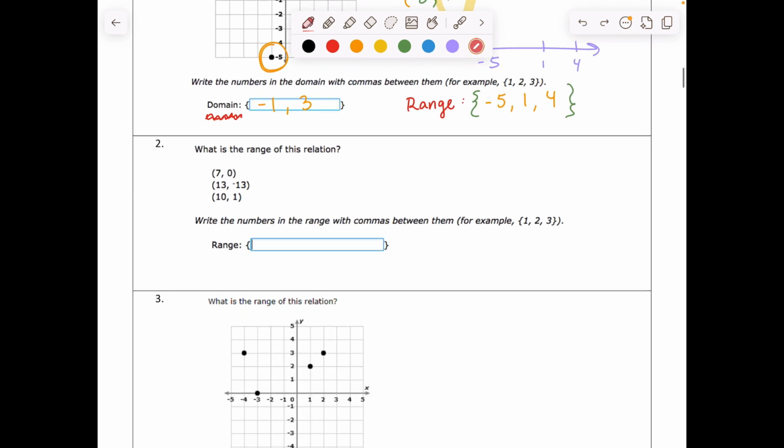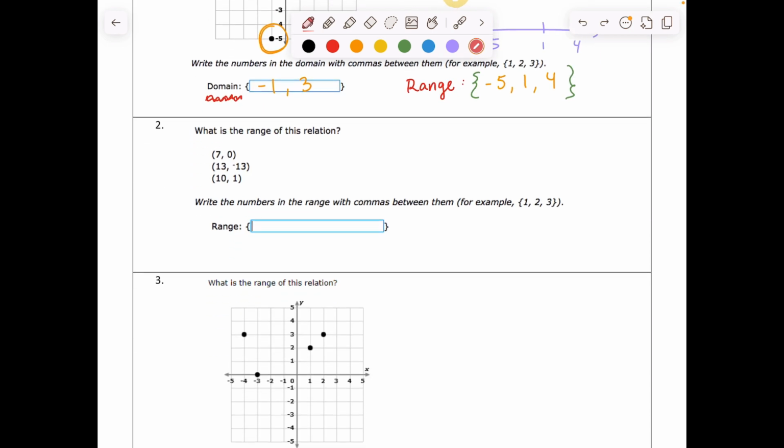Okay, so let's go ahead and move on to the next one. What is the range of this relation? Now that we know how to do both, let's look at this piece. How are we going to do the range? First of all, you need to know what range is. We know all points are X, Y, and we know range is all my Y values, right? So what am I going to list out?